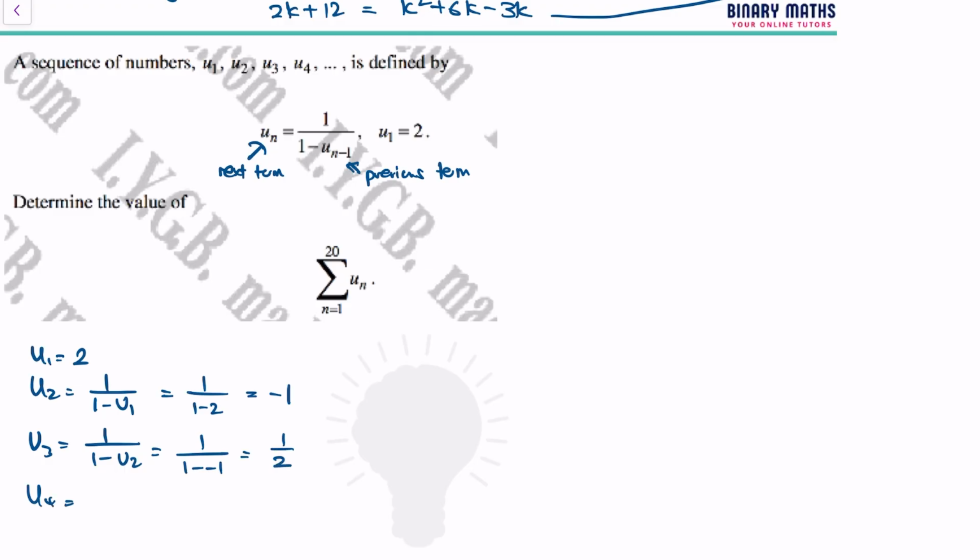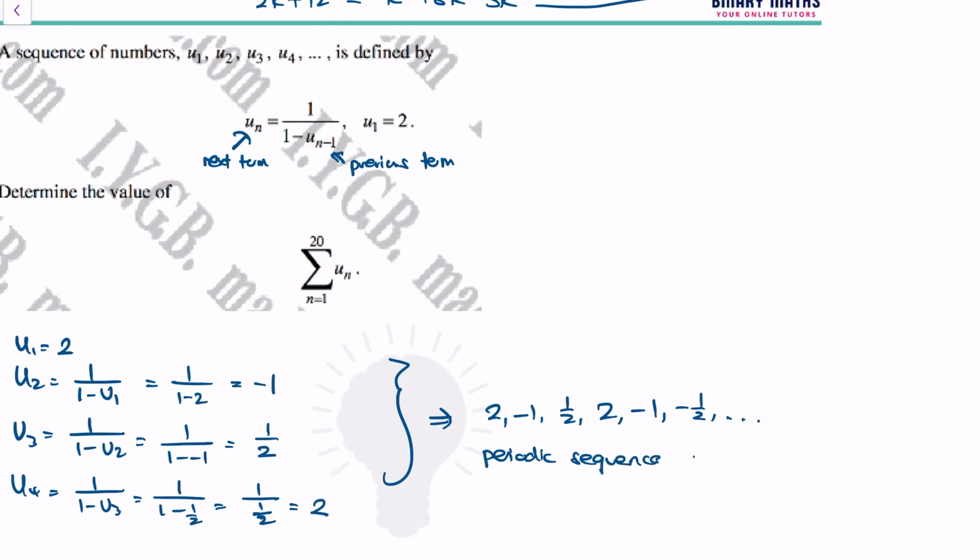U4 is equal to 1 over 1 minus U3, which is equal to 1 over 1 minus a half, which is equal to 1 over a half, which is equal to 2. So we're back to 2, which means it's going to be in a loop. So that means we've got the sequence 2, minus 1 half, 2, minus 1 half, a periodic sequence of order 3. You can see it's repeating itself every 3 numbers, of order 3.